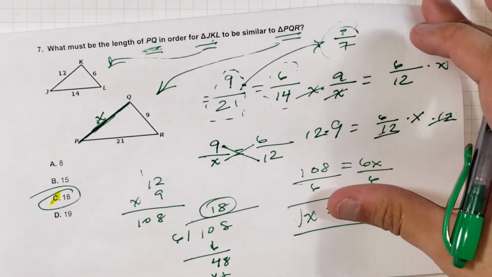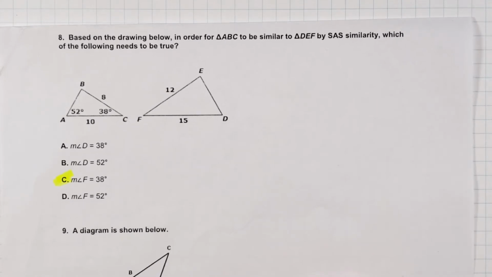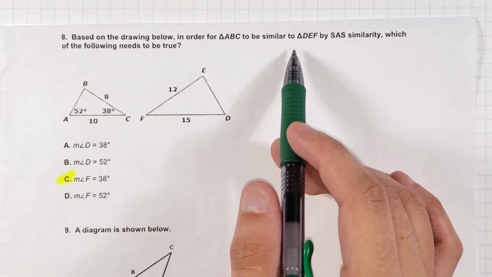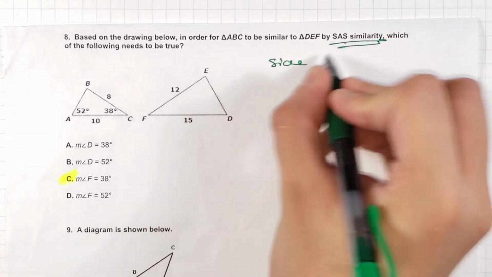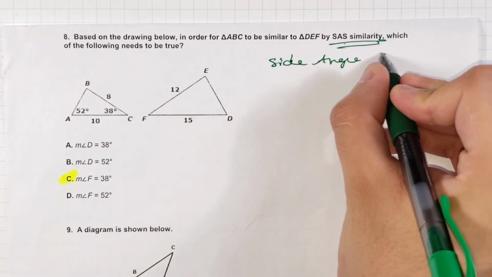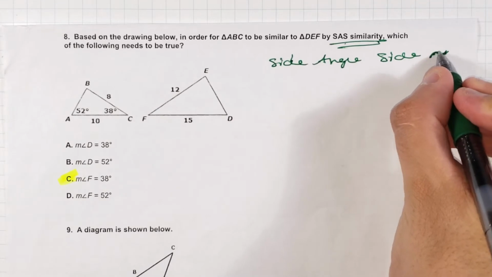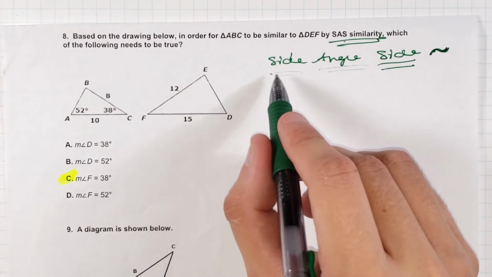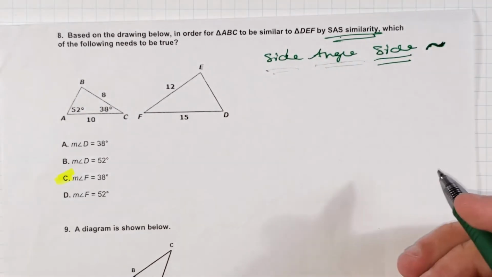Let's go to the next one, number 8. Okay, so number 8 now. Number 8 says, based on the drawing below, in order for triangle ABC to be similar to triangle DEF by SAS similarity, so recall SAS similarity stands for side, angle, side similarity. Okay, this is a similarity sign. That means two sides, a side is proportional, and then in that same order an angle is proportional, and then after that another side is proportional.